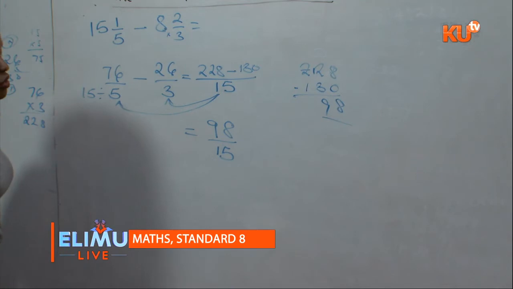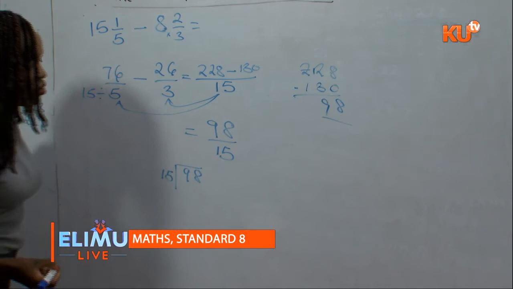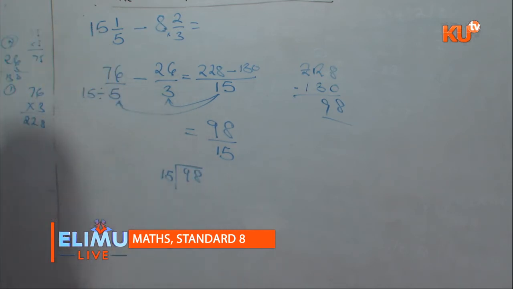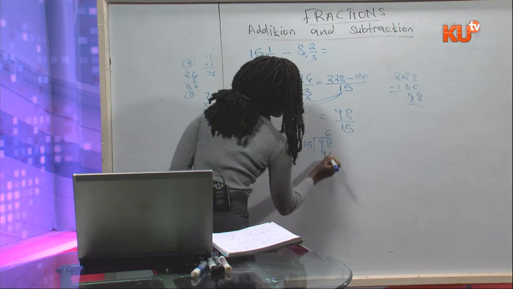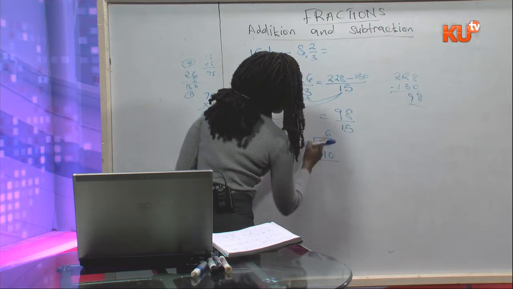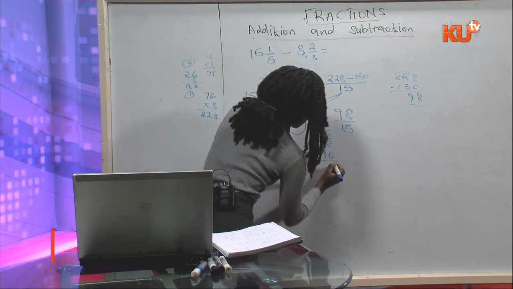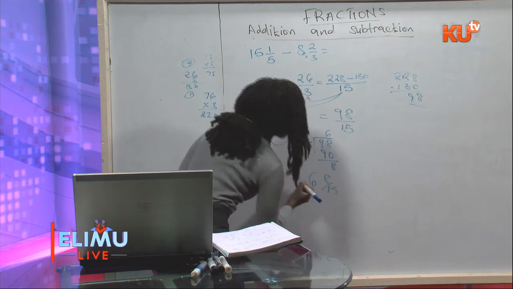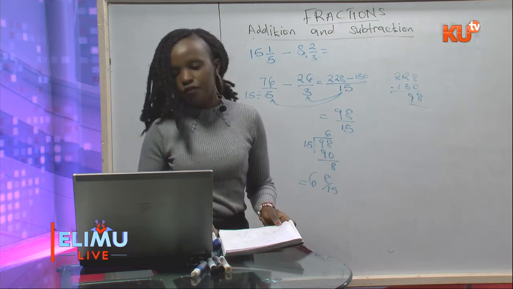Then we change to a mixed fraction. So how many times can 15 go into 98? 15 will go into 98 6 times because of 90. So this is 8. You get 6 and 8 over 15. 6 and 8 over 15 is our answer for that question.